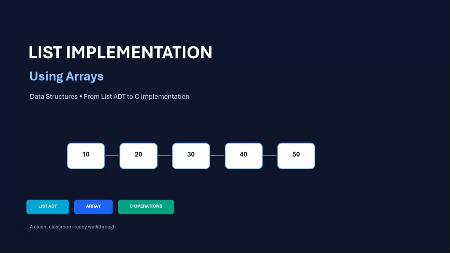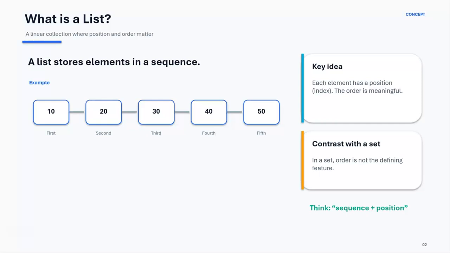Today we are going to see how we can represent such a list using an array, and more importantly how we can perform operations like insertion, deletion, searching, updating and retrieving elements. By the end of this session, you will be able to write these operations in C and understand their time complexity. Okay, let us start with the basic question: what is a list?